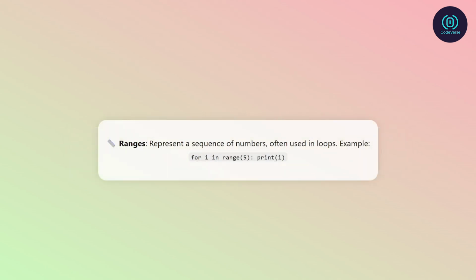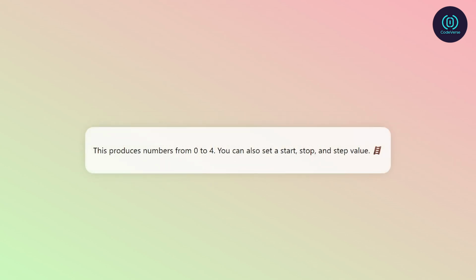Ranges. A range represents a sequence of numbers, usually used in loops. for i in range(5): print(i). This produces numbers from 0 to 4. You can set a start, stop, and even a step value.